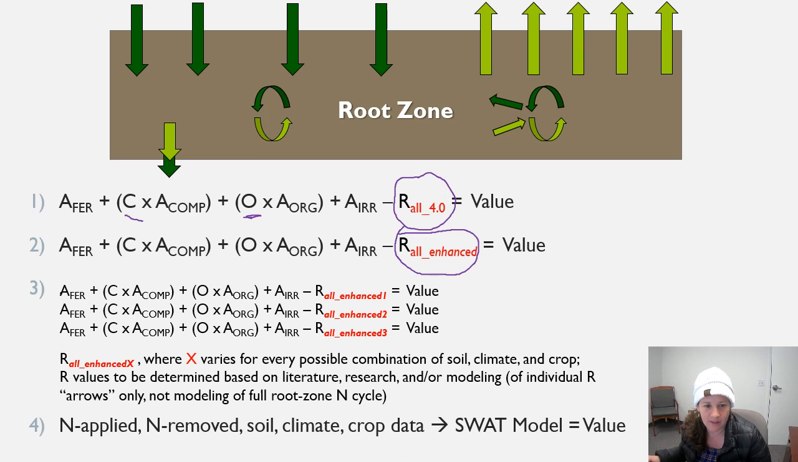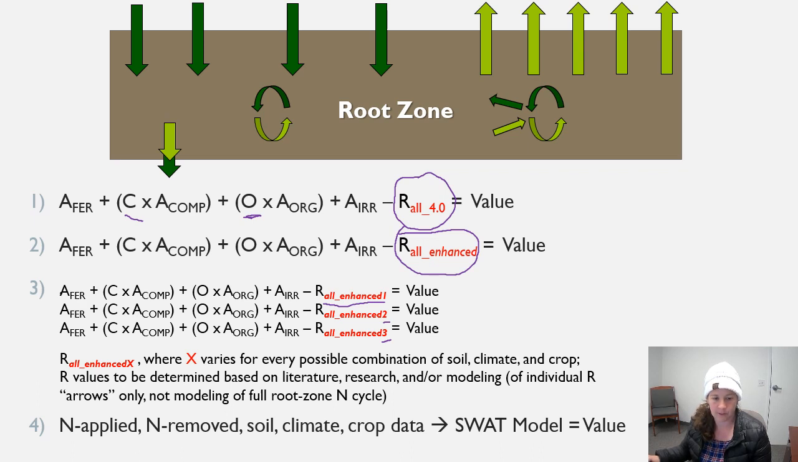And then option 3 would also be very similar to the A-R equation. It's just that our enhanced R terms would vary by soil and climate and crop. So we could end up, as you might imagine, with quite a few of these.